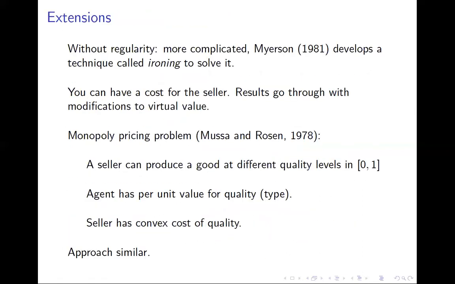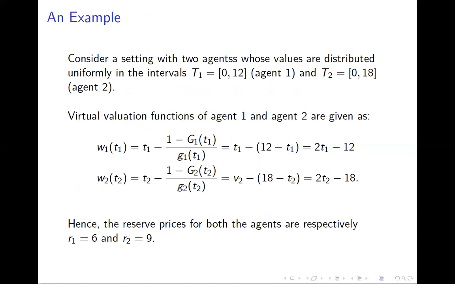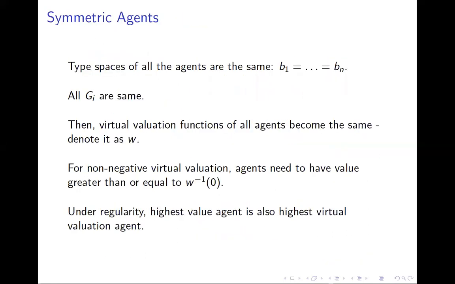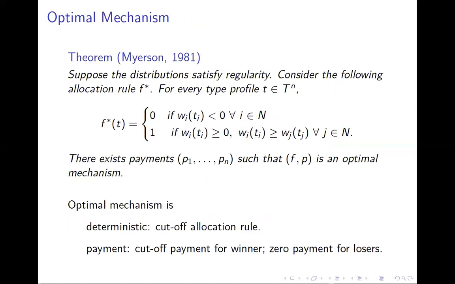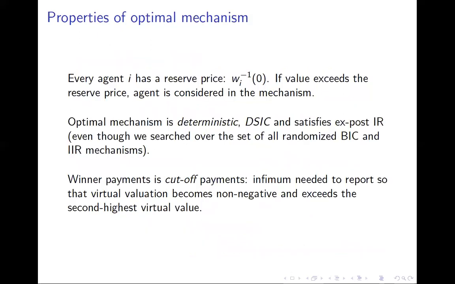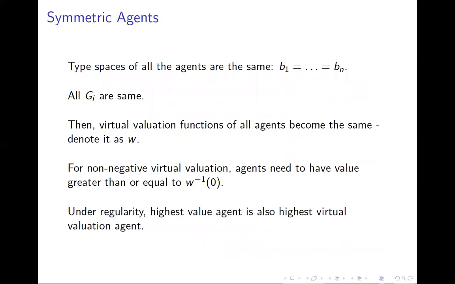I have some examples, or maybe I take another 15 minutes to finish this part also. Yeah, let's finish. So this formulation of the mechanism is quite complex, because we don't know which W_i is winning and so on. One simple case is when agents are symmetric. So suppose the type spaces of all the agents are the same.